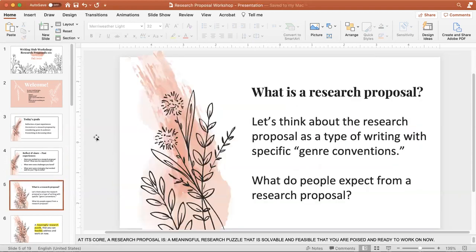All right, so let's take a closer look at what a research proposal is. Let's think about the research proposal as a type of writing with specific genre conventions. So let me just ask you, what do you think people, like a reader, would expect from a research proposal?